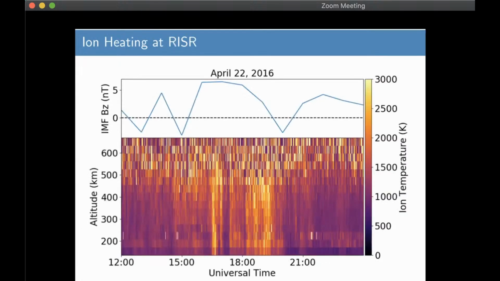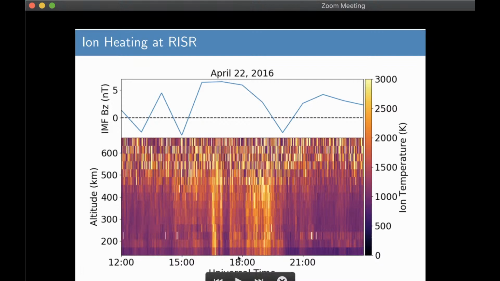So these are the ion heating events as we observe them at RISR. RISR can measure the electron density and ion and electron temperature. We're focusing on the ion temperature for this study. This is what you see for one particular event. Basically, you end up with this fairly substantial heating event, or enhancement in ion temperature.